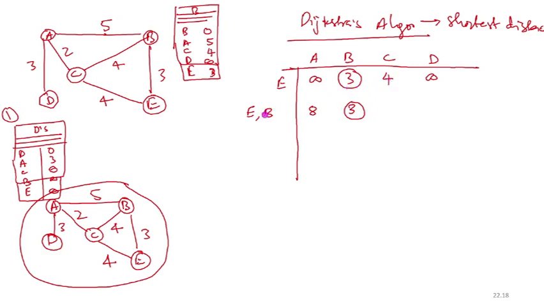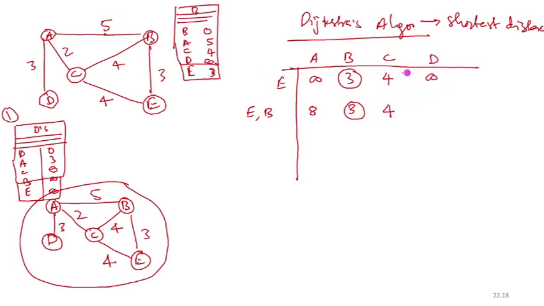Next one is from E to B, can we reach from B to C? Yes, we can reach B to C, but it is taking 4 again. So it is 3 plus 4 is 7. So 7 is greater than this 4. So we will be retaining this 4 again, because we need to find out the smallest one. So it is 4 again.